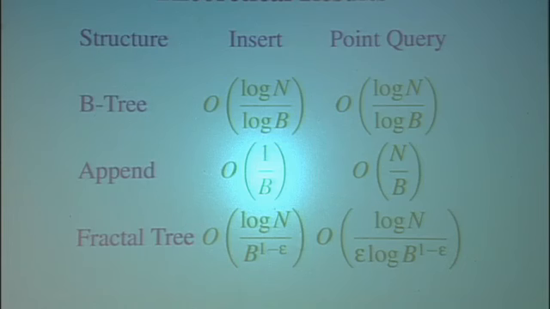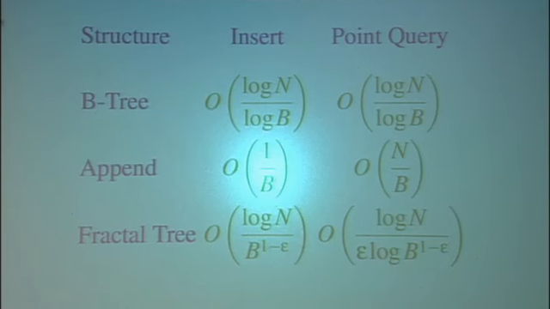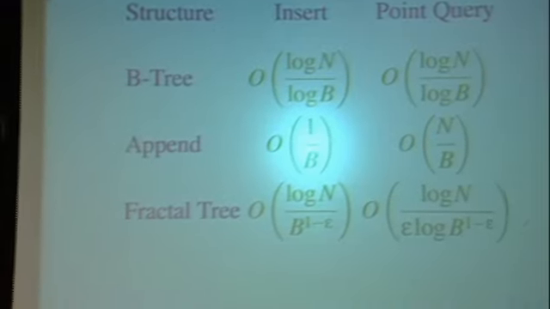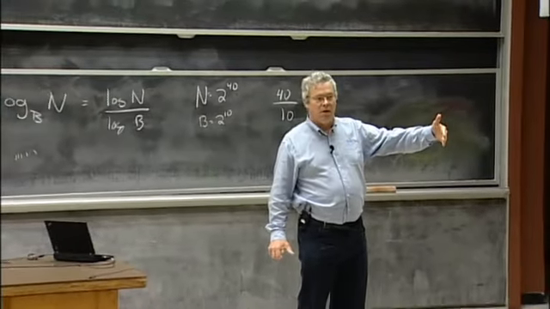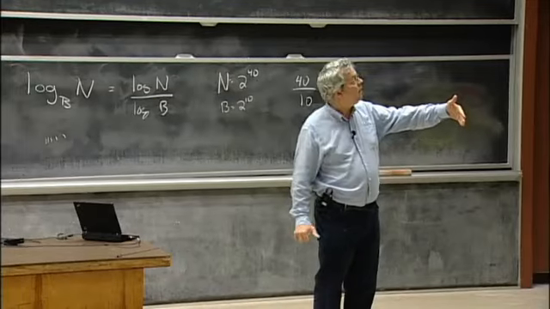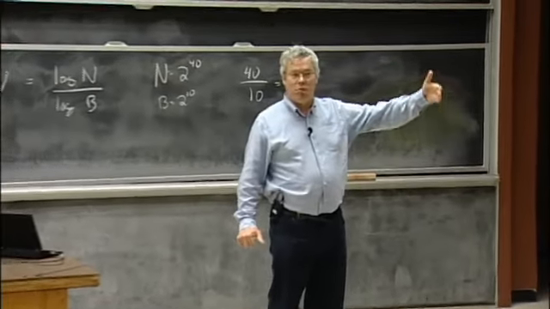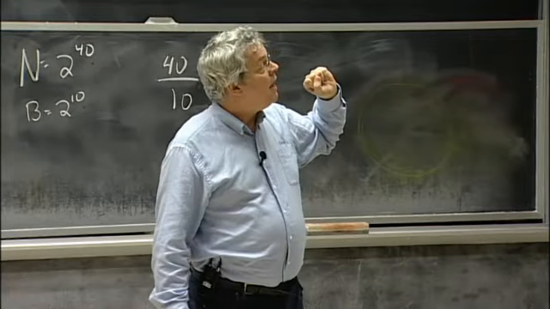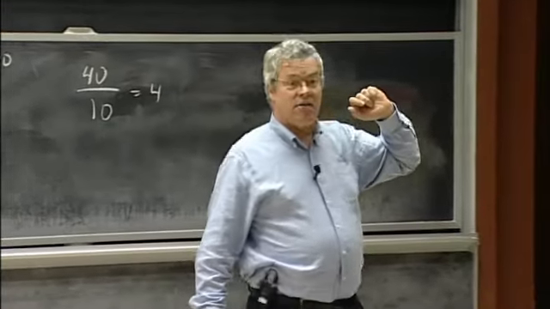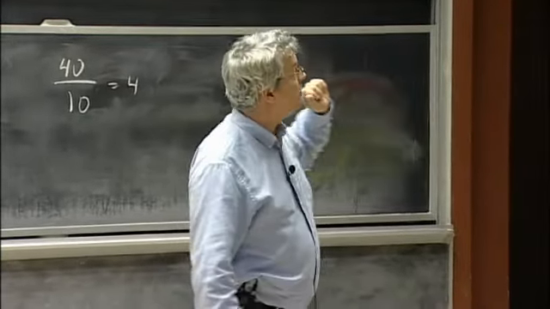So the append log: what's the cost of insertion? Well, we're appending away, right? And once every B items, we actually have to do a disk IO. So the cost of an insertion in the append log isn't 0. It's one Bth of a block IO per object. And the point query cost looks really bad. It's n over B, which we already discussed.